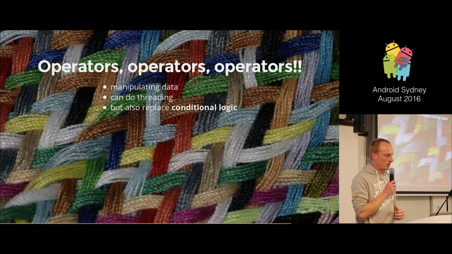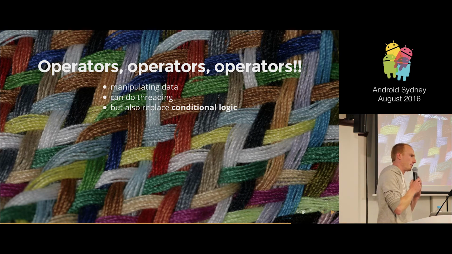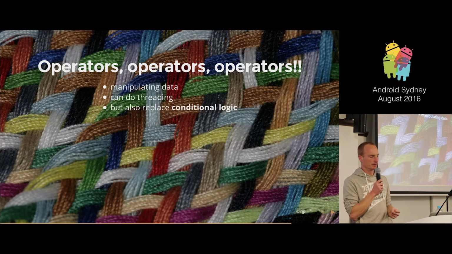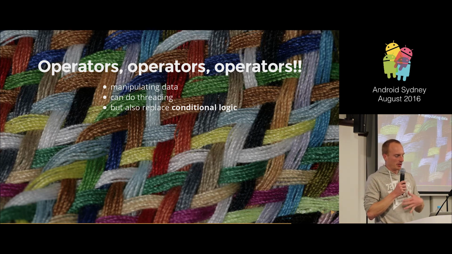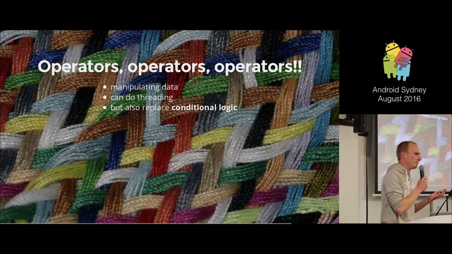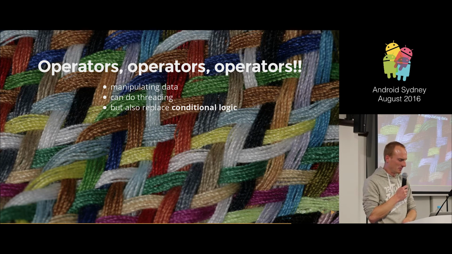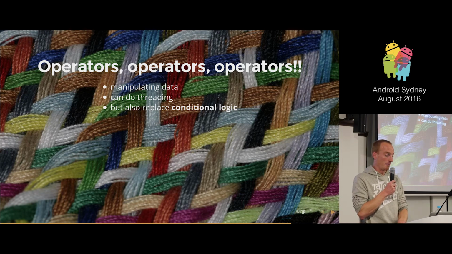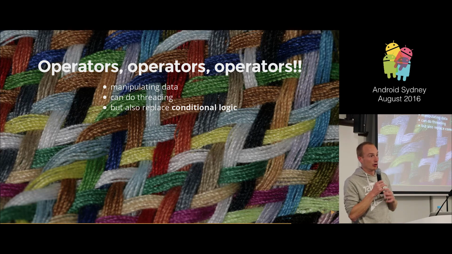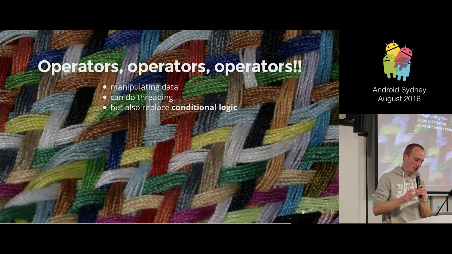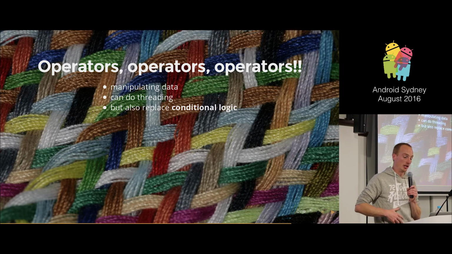So we've seen that operators can manipulate data through map and through filter. But if you're like me, you're like, oh, my APIs just return what I need. I don't need to filter. I don't need to map that often. But you've seen that it also can do threading with observe on and subscribe on, which is really cool. But there's more. Like operators can also replace conditional logic. So this is an example of what we do in MI9 in the app around caching.